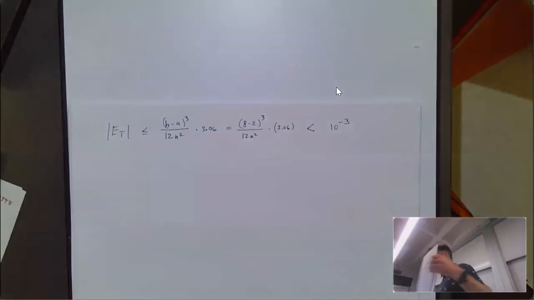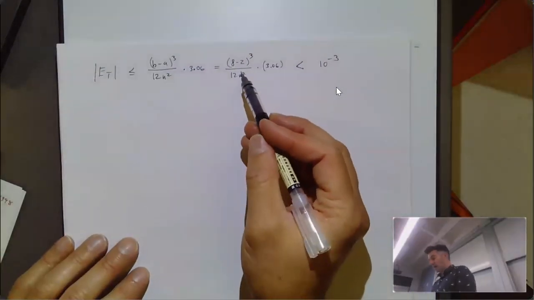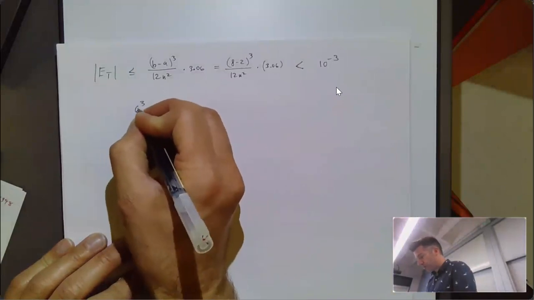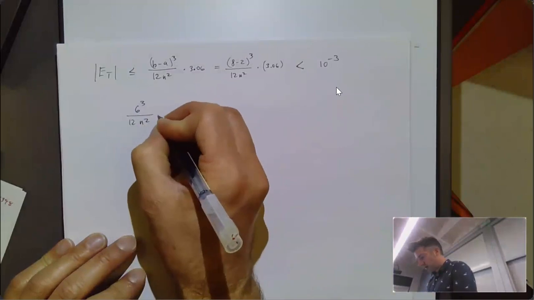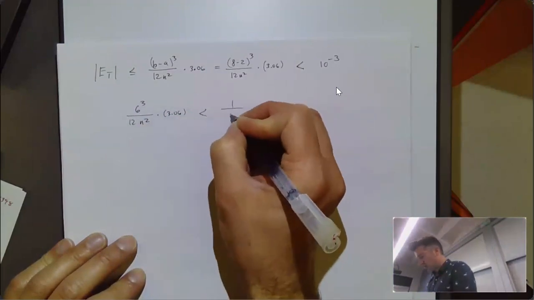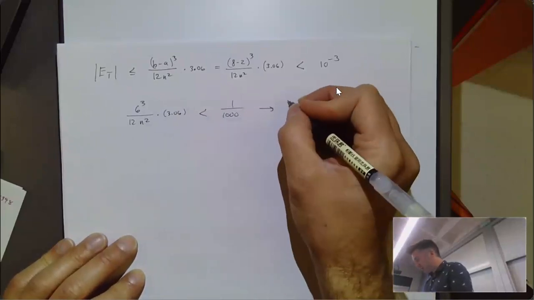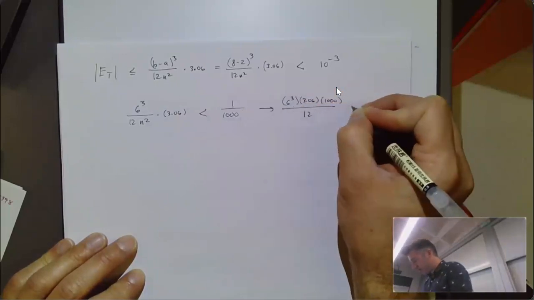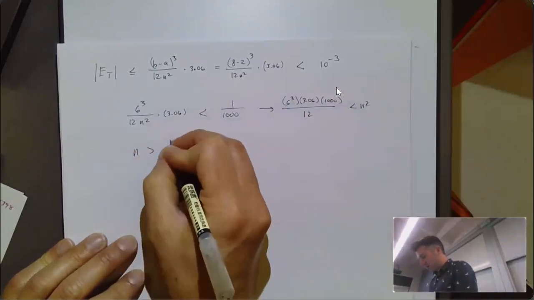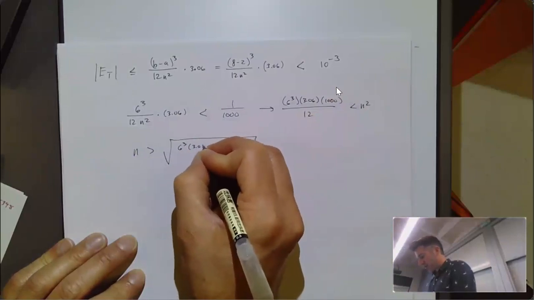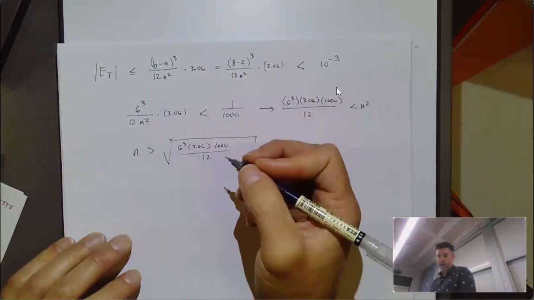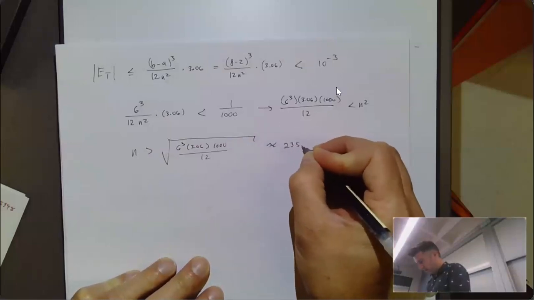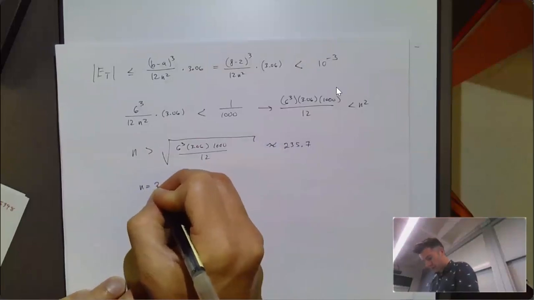And then at that point, we're solving an inequality just like we usually would. We're always just going to multiply both sides by the n to whatever power and divide and multiply both sides by whatever we have over here. So I have 6 cubed over 12 n squared times 3.06 less than 1 over 1,000. That's going to become 6 cubed times 3.06 times 1,000 over 12 less than n squared. So n is going to have to be bigger than the square root of this monstrosity over here. And then if we use the calculator, we get approximately 235.7, which we round up to 236.